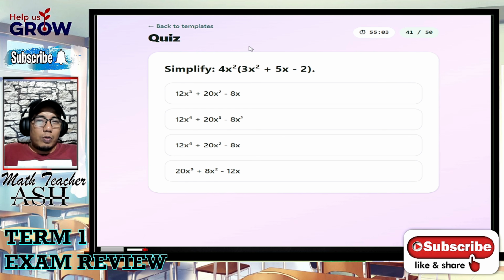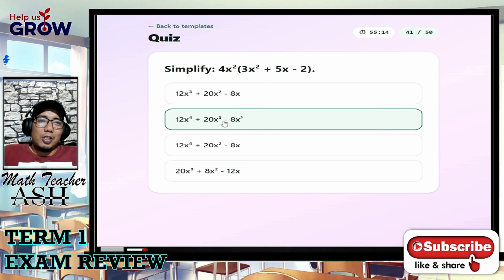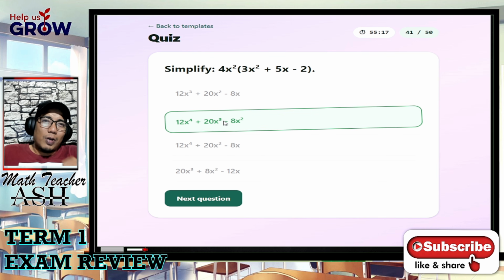Okay, now going to the next one. 4 times 5 is 20. Then x squared and x is x cubed. So 20x cubed. This will be our correct answer, the second one, my dear math learners. Let's check. Easy, right? So I hope you got that one. As you can see, one of the tips is that when you already validate your answer among the 4 options, you don't need to continue the rest of the solution.